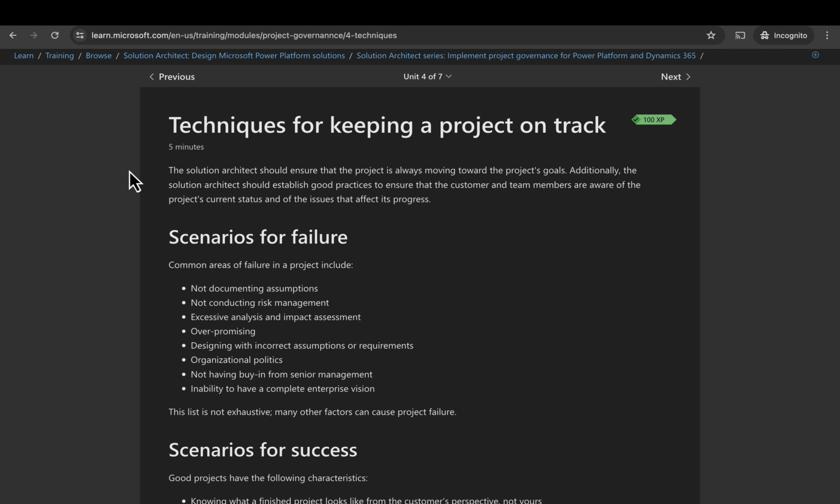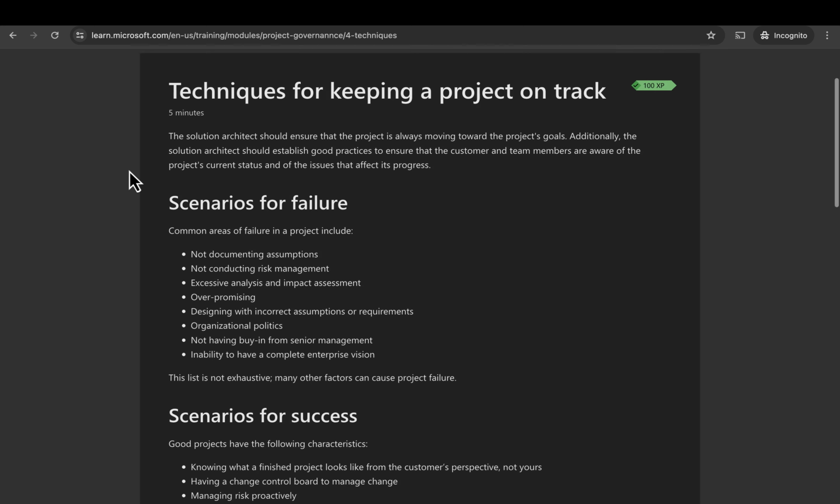Techniques for keeping a project on track. The solution architect should ensure that the project is always moving toward the project's goals. Additionally, the solution architect should establish good practices to ensure that the customer and team members are aware of the project's current status and of the issues that affect its progress.